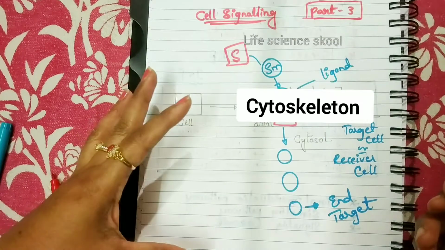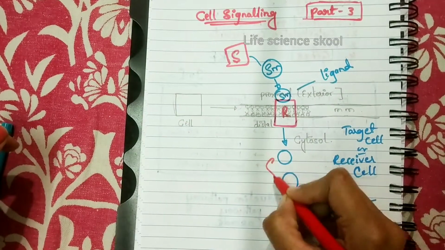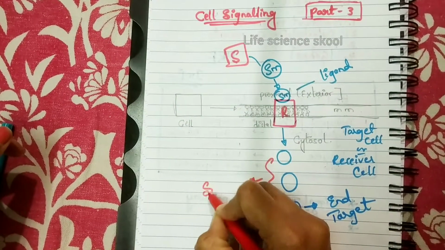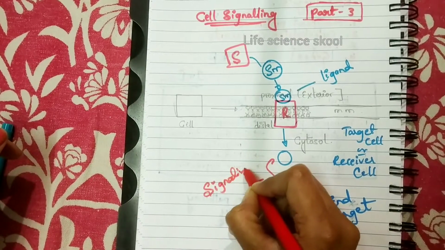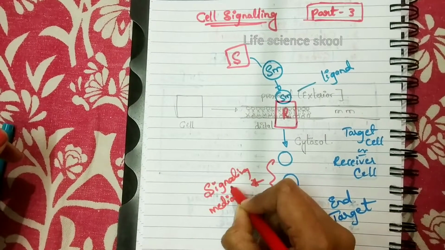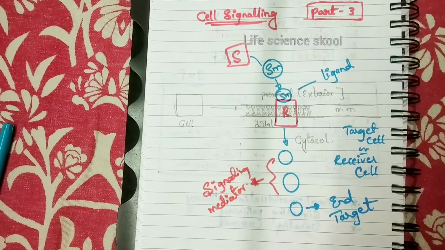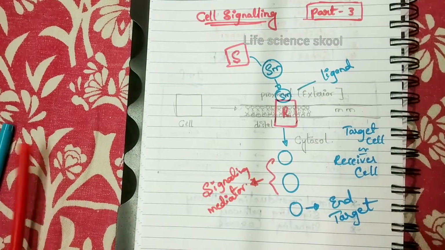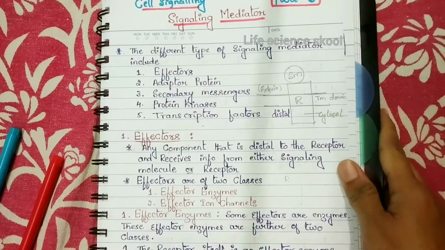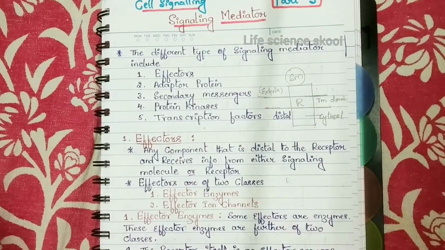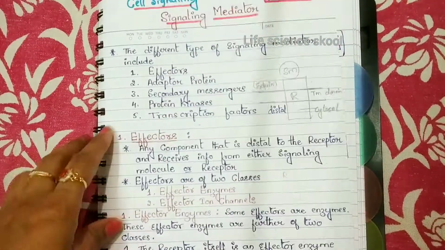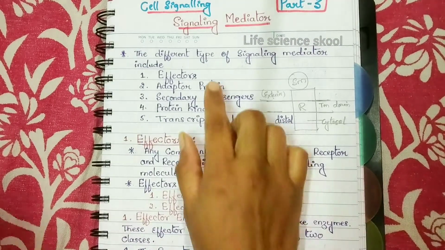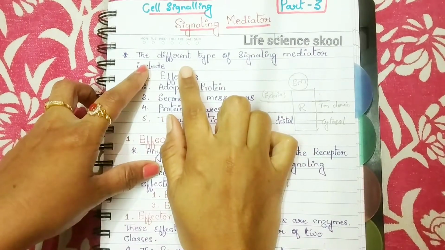These are the important 4 end targets, and I have also taught that these will become the signaling mediators. Now we are going to study signaling mediators. What are these signaling mediators? To help you understand in a better manner, I have already written the notes for you guys. I'm hoping this will be helpful. So the signaling mediators are of different types.